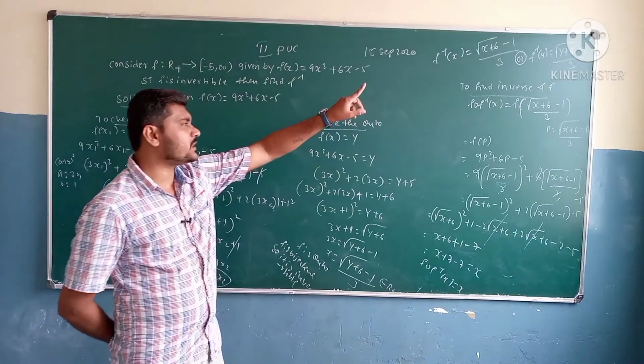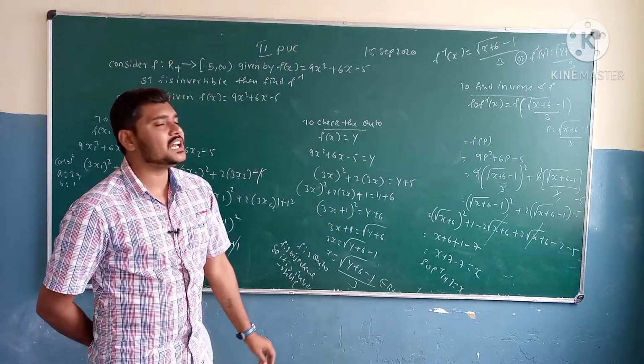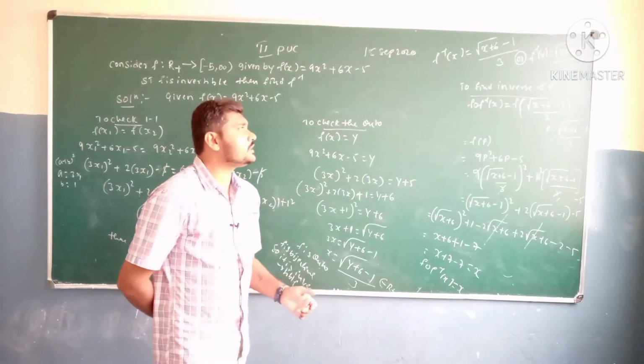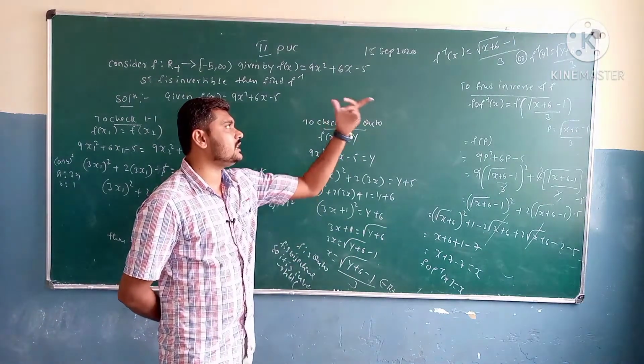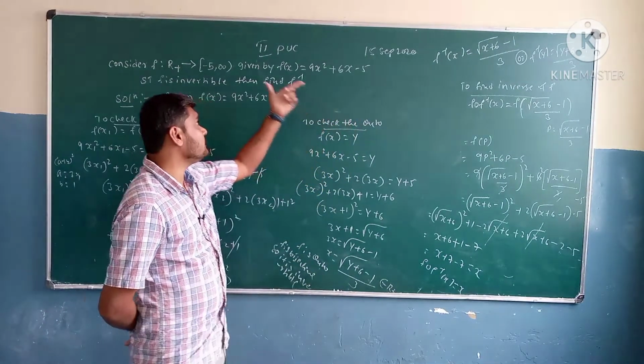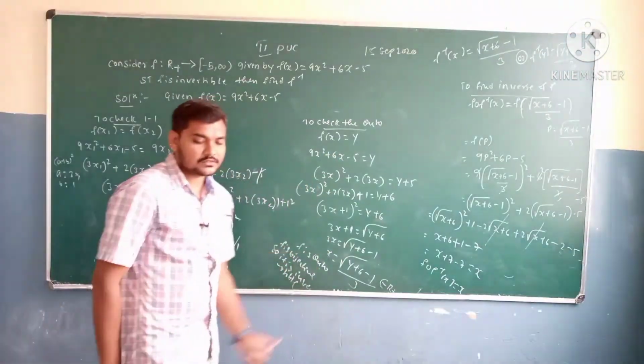Then f inverse of x is nothing but (root of x plus 6 minus 1) divided by 3. Or in the form of y, f inverse of y is equal to (root of y plus 6 minus 1) divided by 3. So that is the required inverse of the given function 9x square plus 6x minus 5. Just pause the video to note it down.